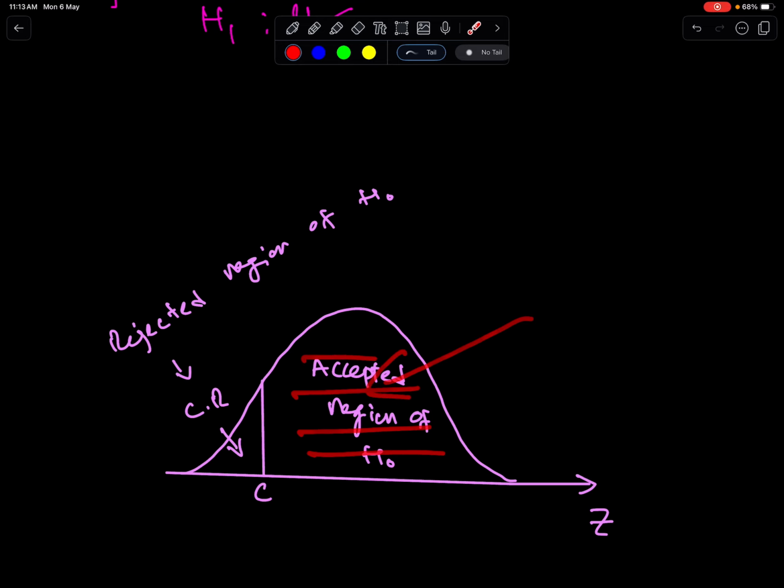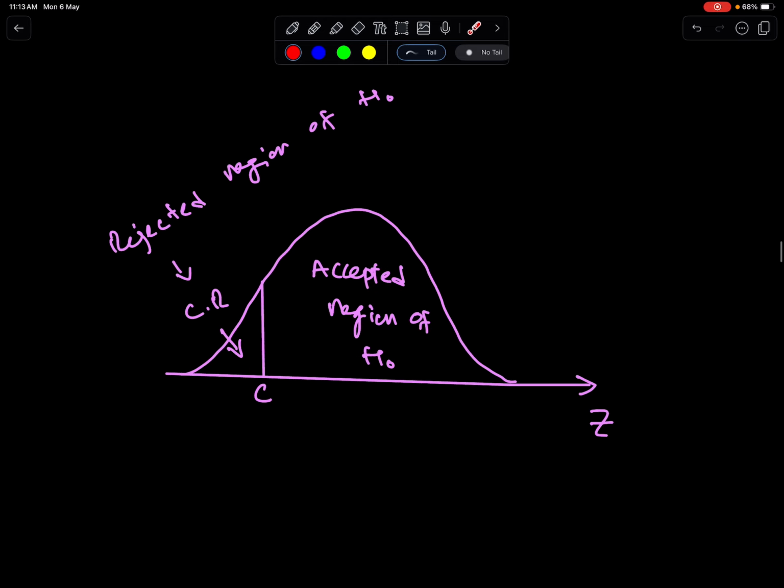Here we accept H0. In testing, we check whether our test value lies here or here. If the test value lies here, we reject H0. If the test value lies here, we accept H0.